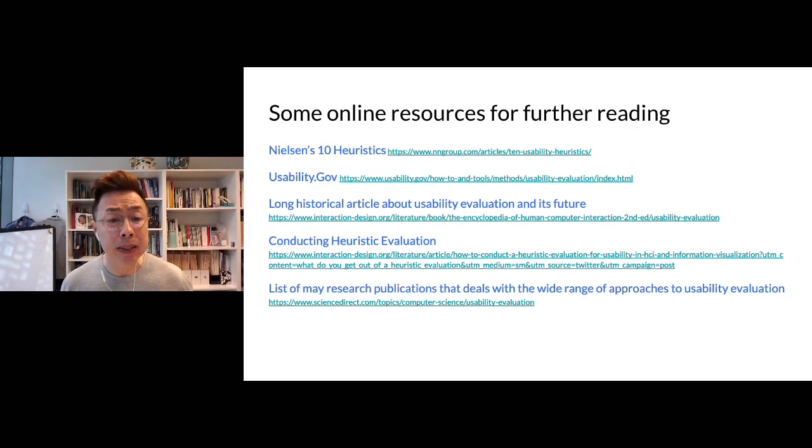So these are some of the links to the different resources that you can read about and look at to remind you further about how to conduct usability testing properly.